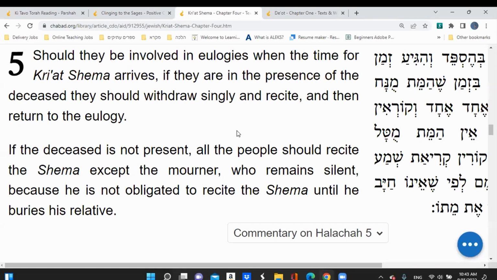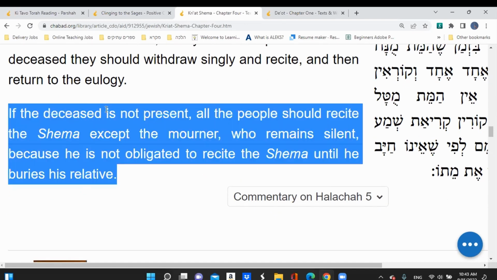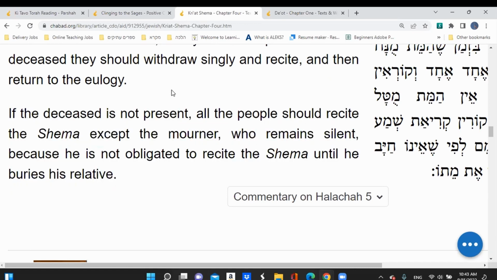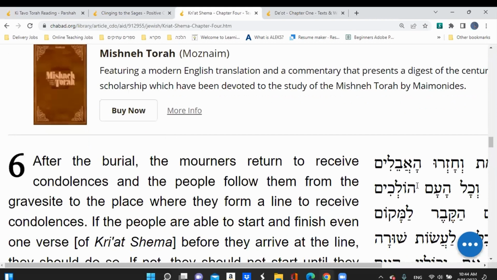Eulogies. When the time for Kriyat Shema arrives, if they are in the presence of the deceased, they should withdraw singly and recite, and then return to the eulogy. If the deceased is not present, all the people should recite the Shema except the mourner, who remains silent because he is not obligated to recite the Shema until he buries his relative. Okay.